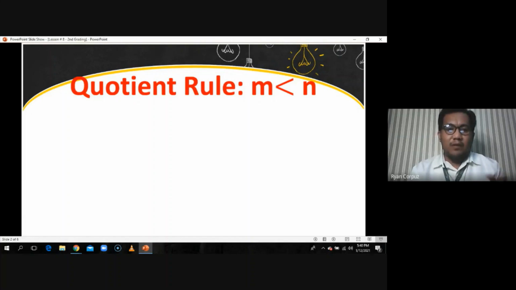So this time, what if the exponent of the numerator is smaller than the exponent of the denominator? How are we going to simplify that expression? With the application of the quotient rule, di ba ginagawa natin, we copy the same base, then we subtract the exponents. So ganun din naman yung gagawin natin. So kaya kapag ginawa natin yon, we'll end up with a negative exponent.